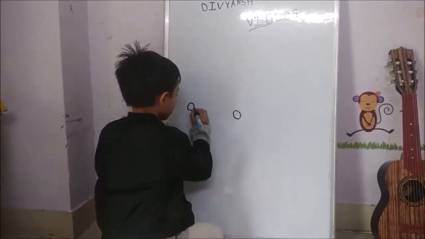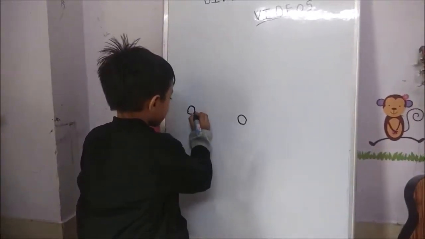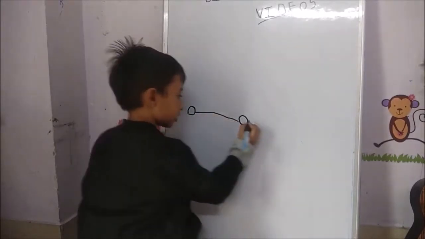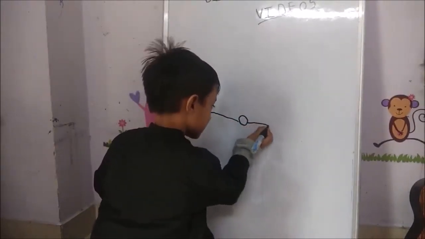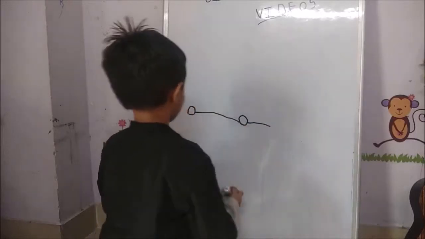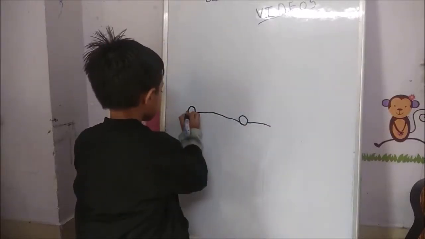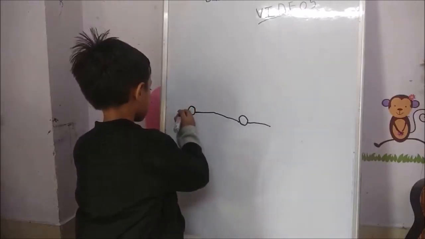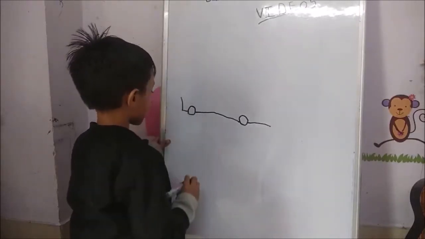And now draw a sleeping line. One more sleeping line. Okay? And now one more sleeping line. And now a small standing line.